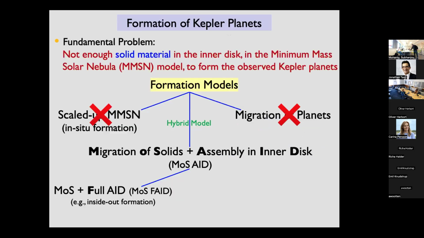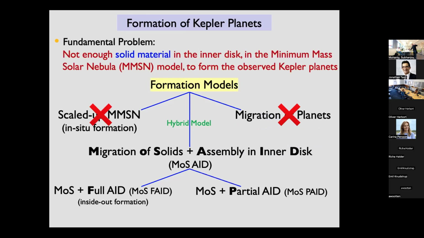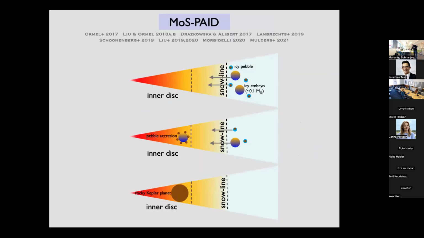Okay. The pebbles have to drift in. Yes, sure. But these are essentially centimeter, millimeter sized particles, okay? And then you do the whole thing up from there. The other thing is migration of solids plus partial assembly in the inner disk, or you can also call it, with the same acronym, migration of solids for pebble accretion in the inner disk. What I mean by that is this, right? That you form planetary embryos close to the snow line over here.